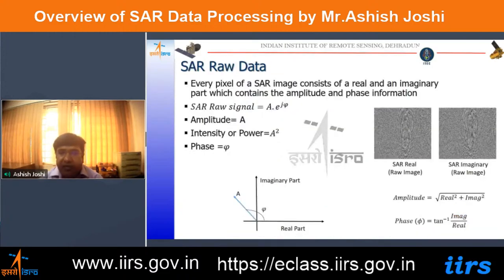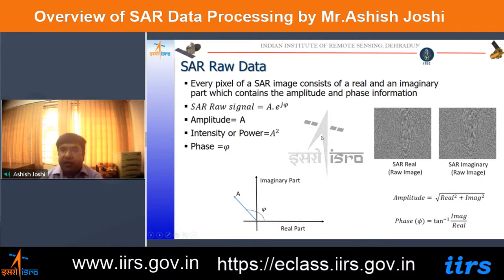So how does the SAR raw data look? Every pixel of the SAR image consists of a real and an imaginary part, which contain the amplitude and the phase information. Unlike the optical sensor, SAR has complex data, meaning it has a real part as well as an imaginary part, so we can calculate the amplitude and the phase information. The amplitude is calculated as the square root of real squared plus imaginary squared, and the phase is calculated as the tan inverse of the imaginary part divided by the real part.